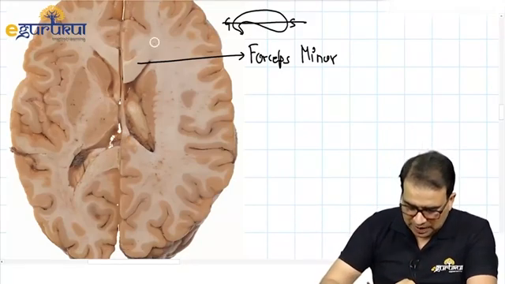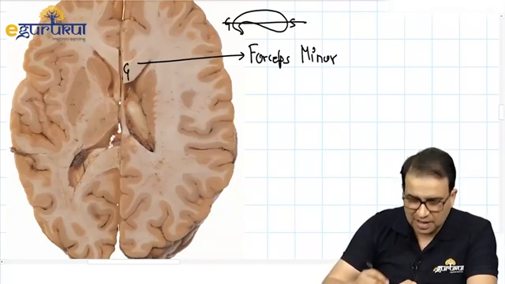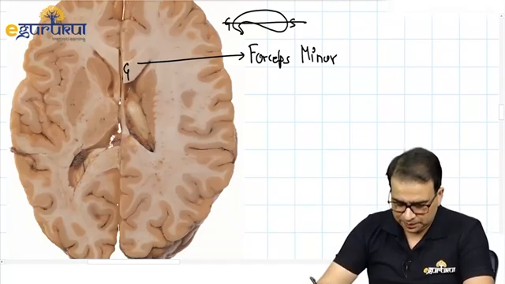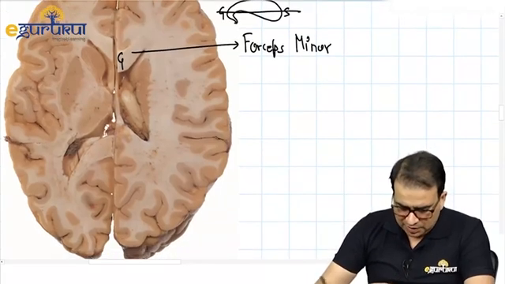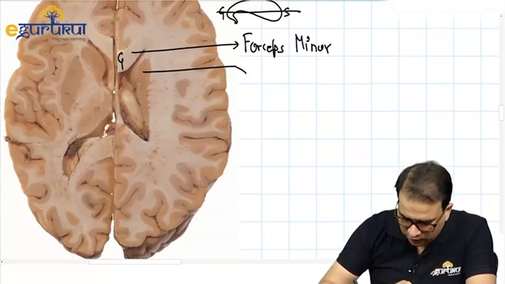So this is the forceps minor here, which is running forward. The fibers come from the genu of the corpus callosum and connect the frontal lobe. I'm just paying attention to this side here. What else can you see in this section, guys? This is the head of the caudate nucleus.